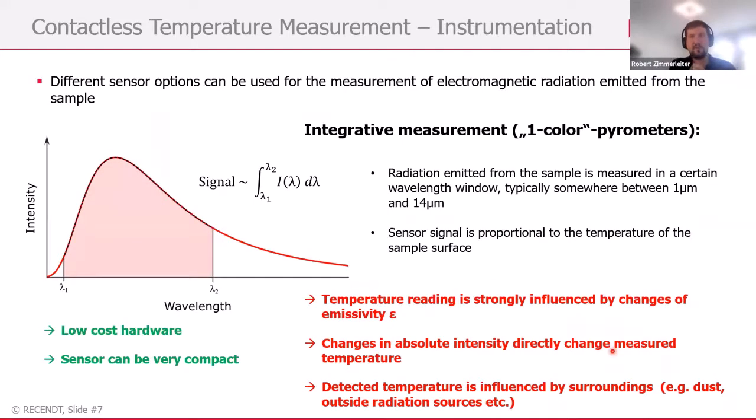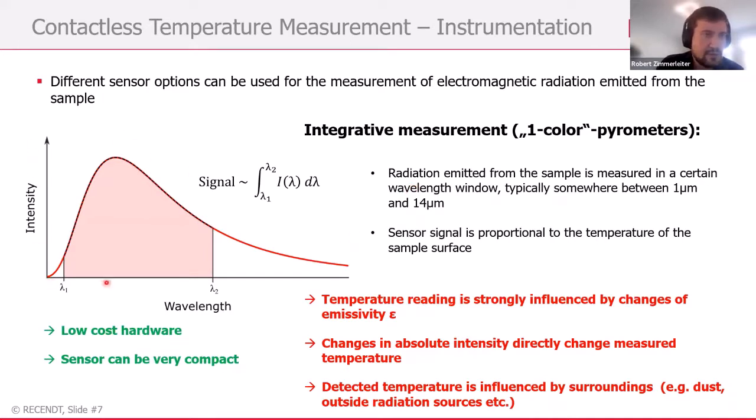So there are now different sensor options that can be used that I want to shortly describe to you. The first approach to measuring the temperature contactlessly via optical methods is the integrative measurement, which is usually used in so-called one-color pyrometers. Usually they are just called pyrometers. What these devices do is measure the radiation emitted from a sample in a certain wavelength window, which is typically somewhere between 1 micrometer and 14 micrometers, and it measures the total intensity in this range.